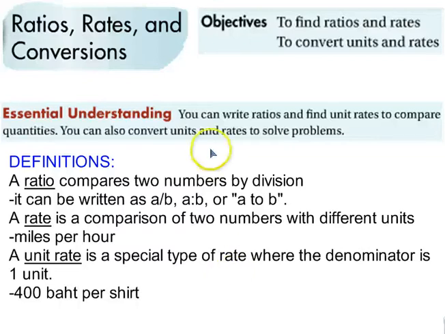All right, so here we are with the section on ratios, rates, and conversions. This is section 6 in your textbook. The objectives: to find ratios and rates, and to convert units and rates. Okay, so we'll work on what's called dimensional analysis. Sounds fancy, but we'll talk about it.